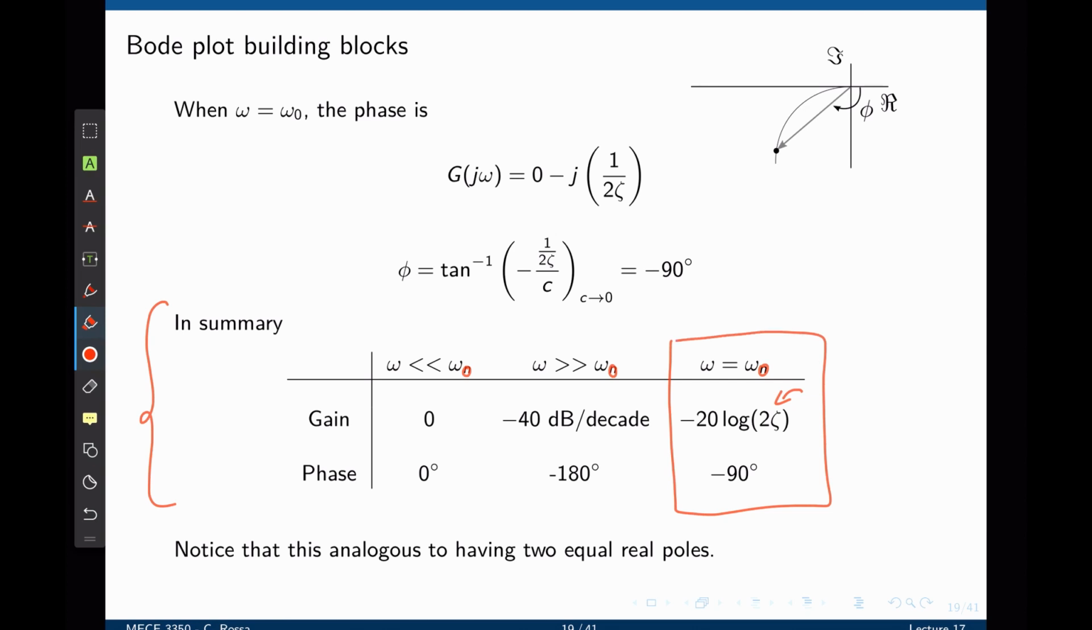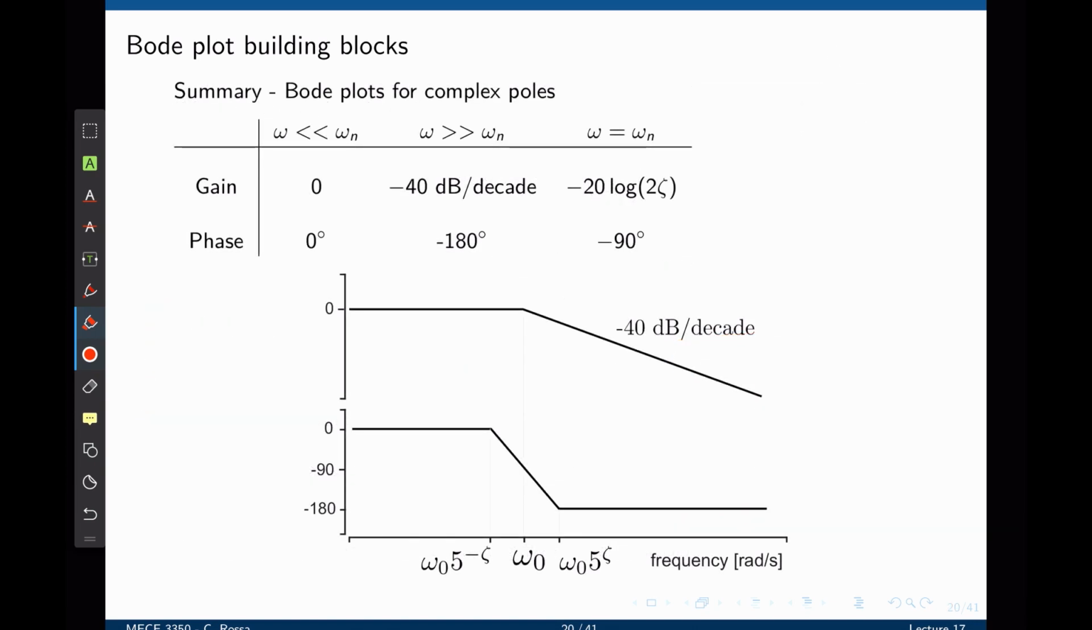Now the Bode plot may go up or down depending on the value of zeta. Now let's plot a sketch of the complex pole on the Bode plot. Here our frequency is omega 0. That's the cutoff frequency of the complex pole.